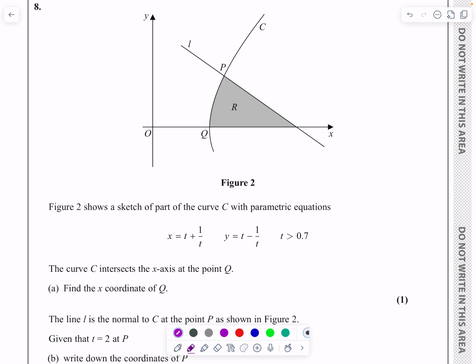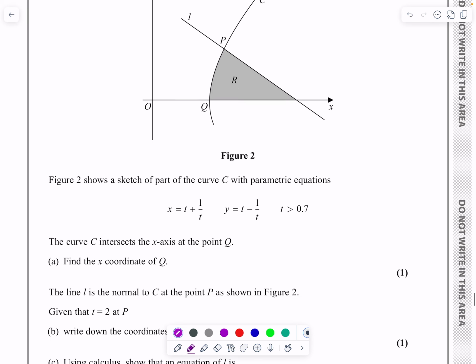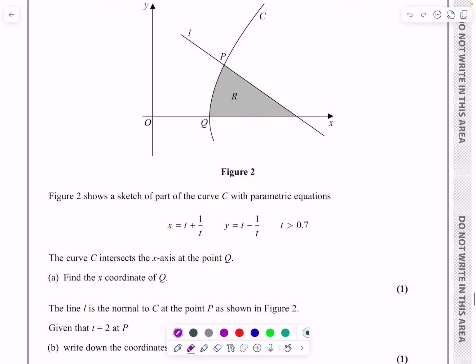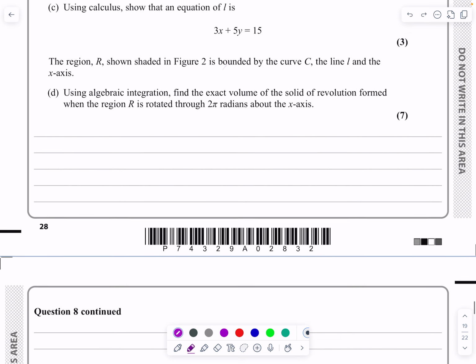It says we've got this curve C here, which is given by x equals t plus 1 over t and y equals t minus 1 over t. It gives me the information that t is greater than 0.7. I'll need that in a second. And it says the curve intersects with the x-axis at the point Q. I can see the point Q there. And it says find the x-coordinate of Q. Right, there's a lot of difficult stuff in this question, but this isn't one of them.